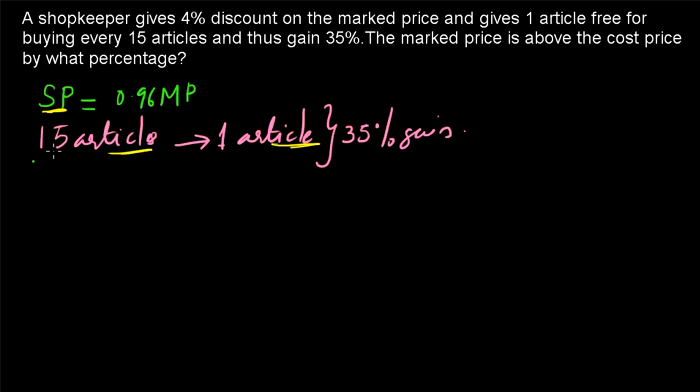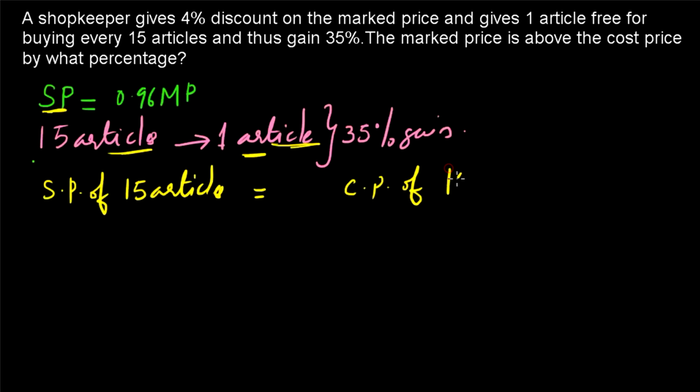So when he is selling 15 articles, he is giving one article free. What is the meaning? He is actually taking the selling price of 15 articles only. So the selling price of 15 articles will be equal to how much he is giving. Actually 16 articles he is giving. Even though he is taking the selling price of 15 articles only, he is giving one article for free. So the cost price of 16 articles we have to consider here, because he is giving one article free.